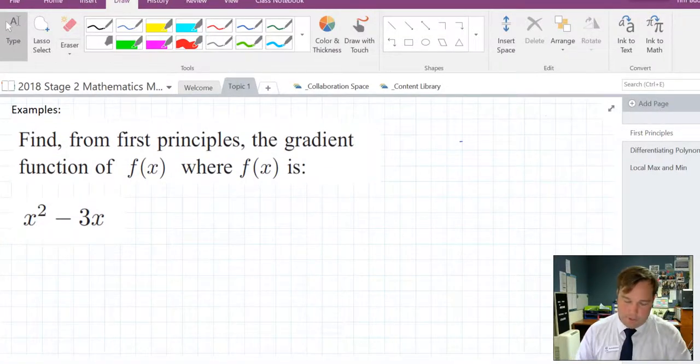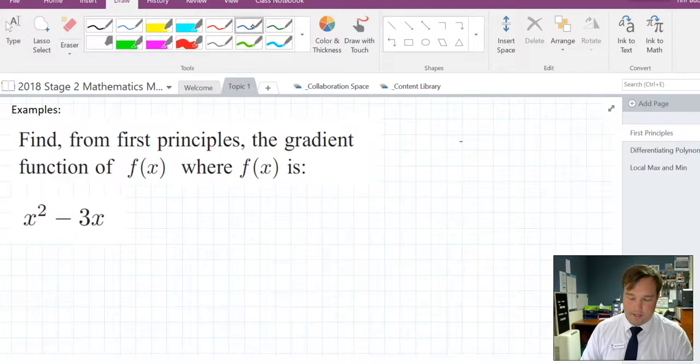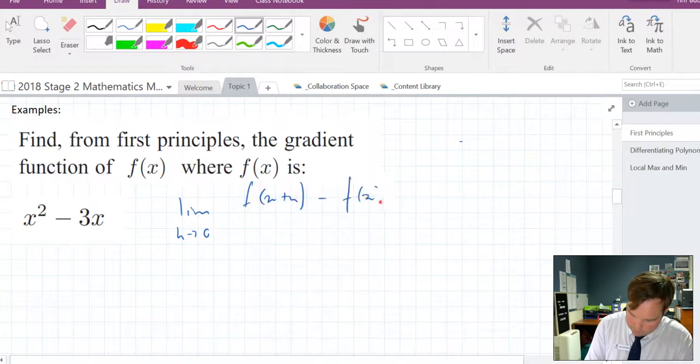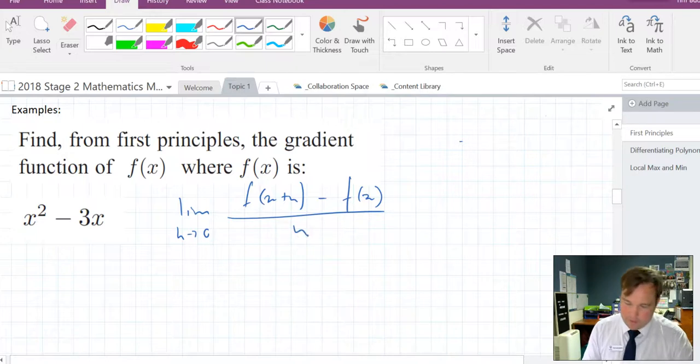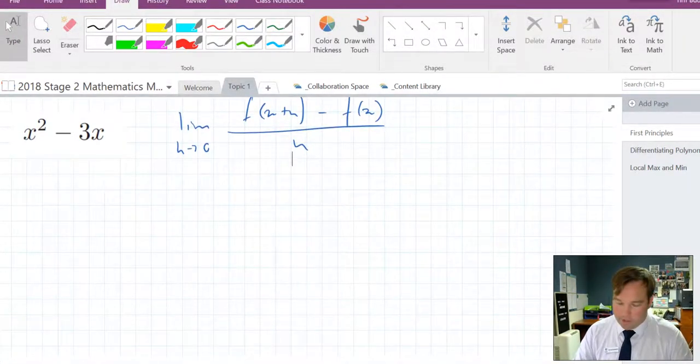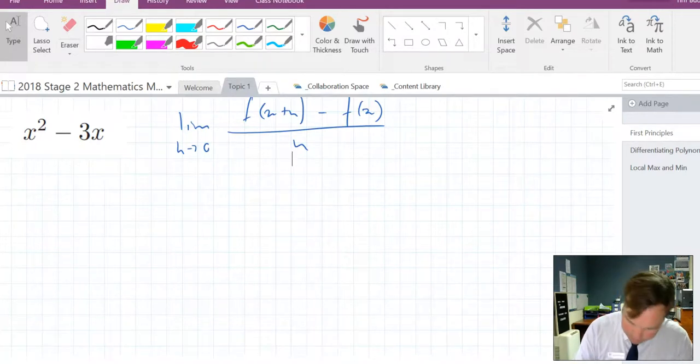Find from first principles the gradient of the function f of x, where f of x is x squared, take 3x. Now, the whole purpose here is to be nice and systematic, and we're hunting for a common factor. I'll explain what I mean in a second. Limit as h approaches 0 of f of x plus h, take f of x, on h. If I go too fast, pause me so you can take notes. If I'm going too slowly, then speed me up and I'll sound like a chipmunk.